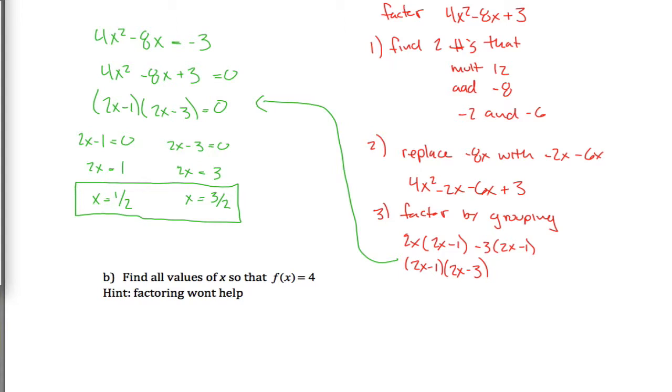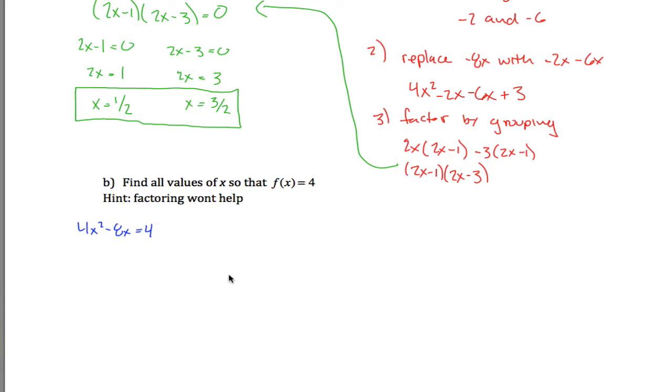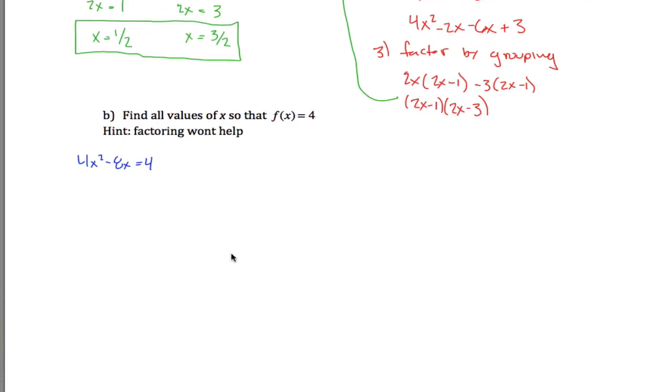All right, the second problem says find all values of x so that f of x equals 4. So now I want 4x squared minus 8x to be equal to 4. Hint: factoring won't help. You have a couple of options: you can either complete the square or use the quadratic formula. I think I'm going to complete the square.